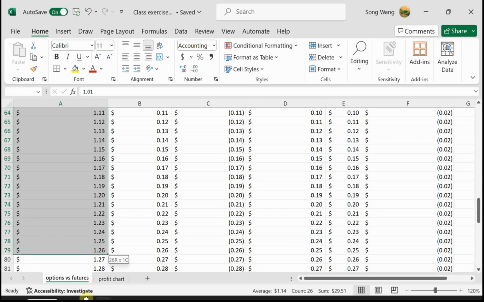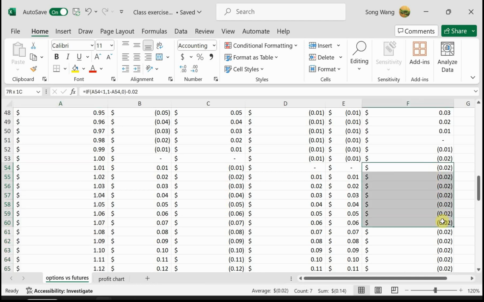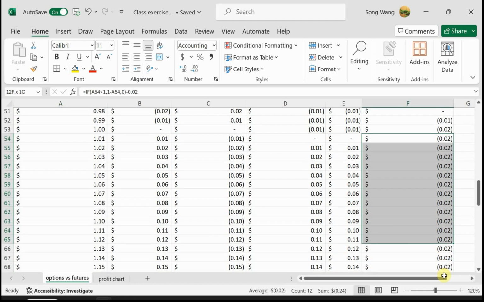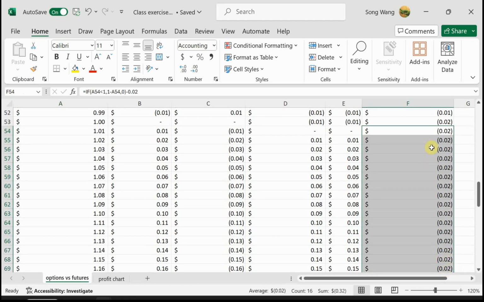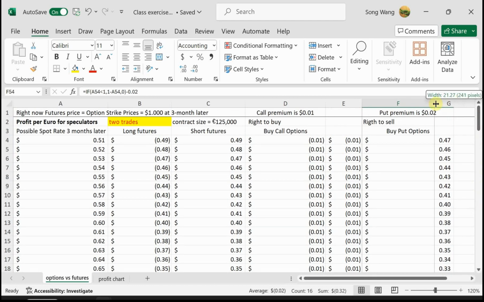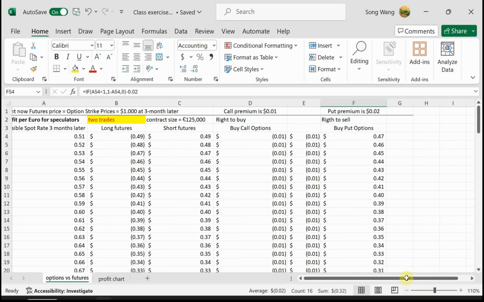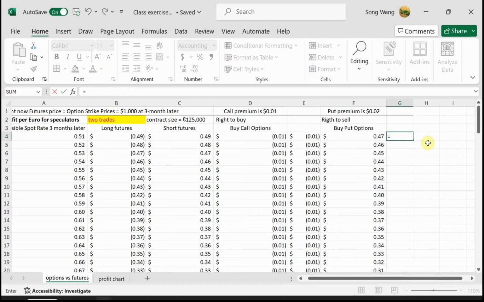However, if the actual condition is that the euro appreciates and the spot rate gets above $1, then as a put option buyer, you should not exercise the put option, and your loss will be limited to the negative premium. And right here, you can just use the max function. So again, it's the max of 0 and the $1 strike minus the spot.